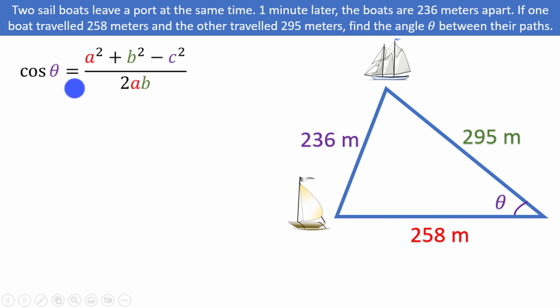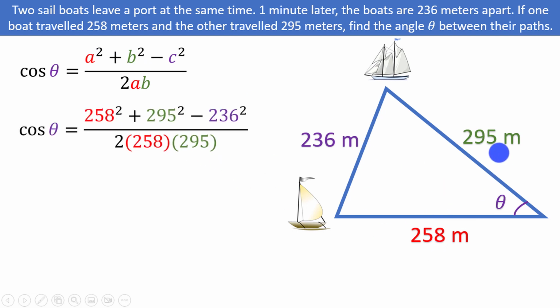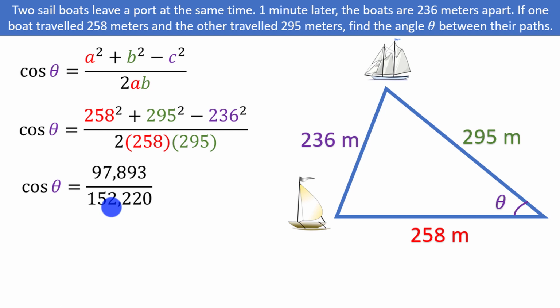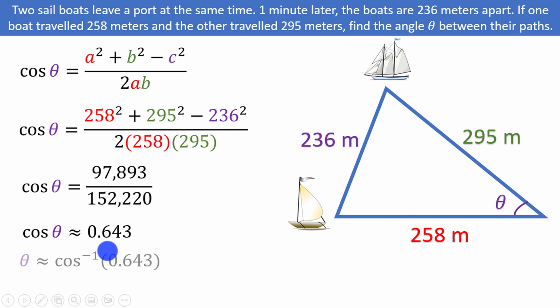We know that cosine of theta is equal to the two sides that are adjacent to theta squared and added together, which are going to be 258 squared and 295 squared, minus the side opposite of theta squared, which is 236 squared, divided by 2 times the product of the adjacent sides, 258 times 295. If we plug this into our calculator, we get 97,893 divided by 152,220. This is approximately 0.643.